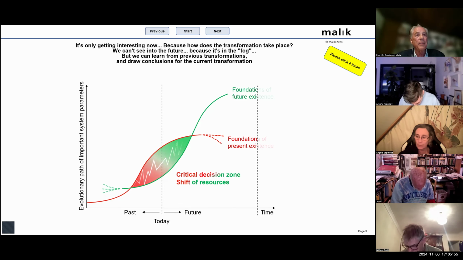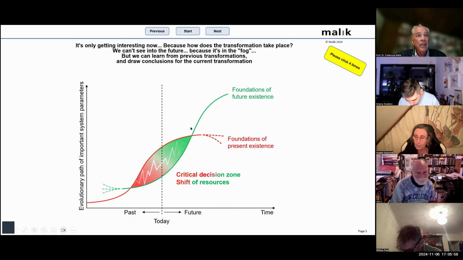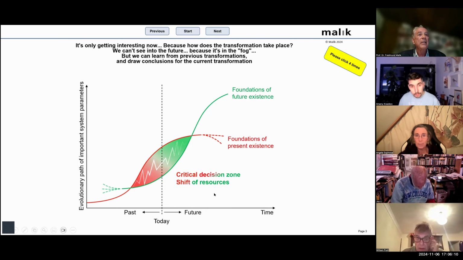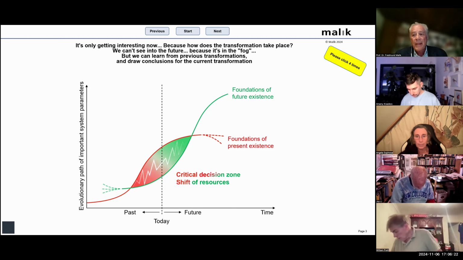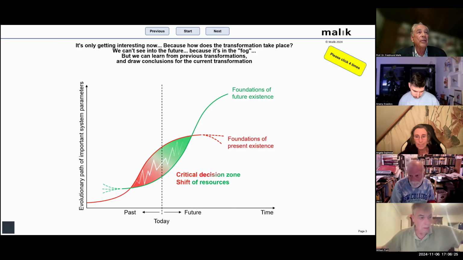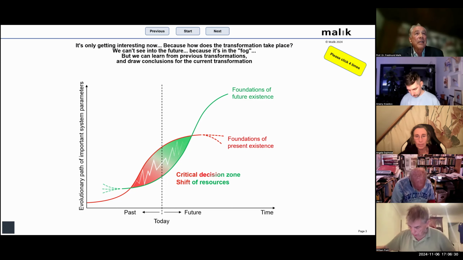Let us now lift the curtain, and you see the foundations of present existence, the foundations in terms of the S-curve, the foundations of the future existence, and in the middle, the critical decision zone, the shift of resources. It's now, in my opinion, getting interesting, because how does the transformation take place? We cannot see into the future as humans because it's in the fog, but we can learn, as I already said, from previous transformations and draw conclusions for today.